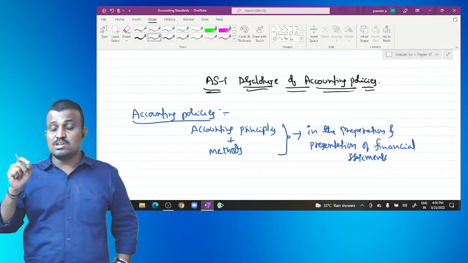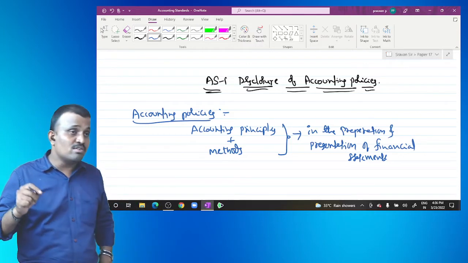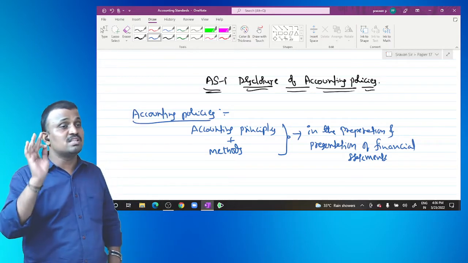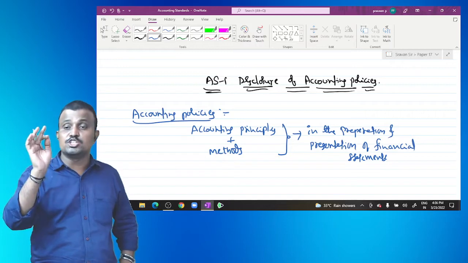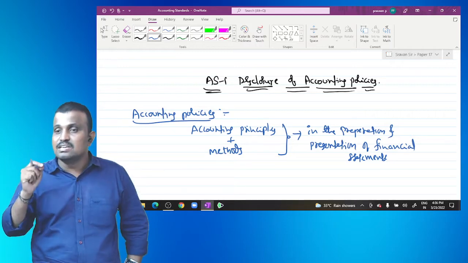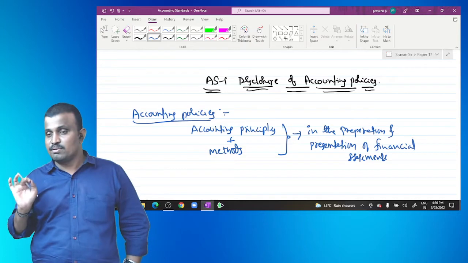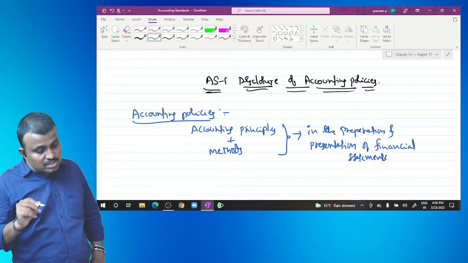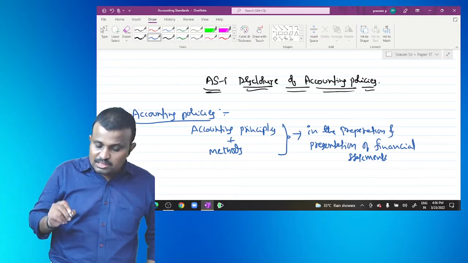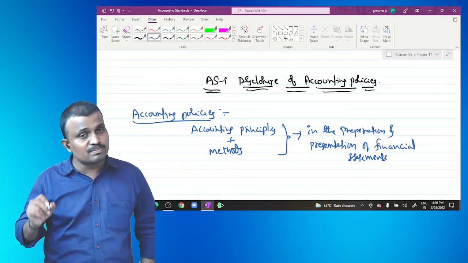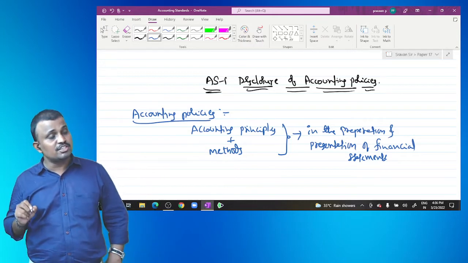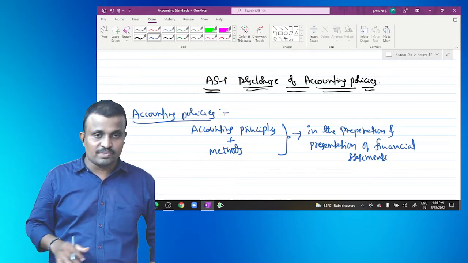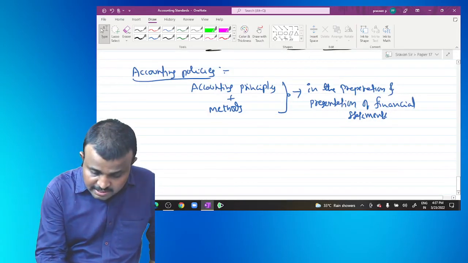So there are a number of areas where more than one accounting policy is available. Then which accounting policy is required to be followed? The accountant has a free hand to follow any accounting policy, but once the accounting policy is selected, it should be followed consistently year after year. So accounting policy is those accounting principles and methods of applying them in the preparation and presentation of financial statements.